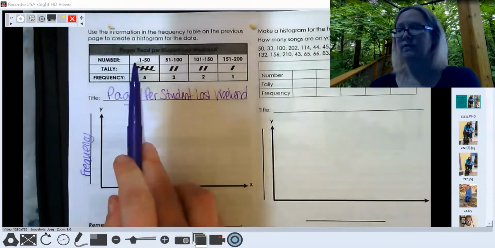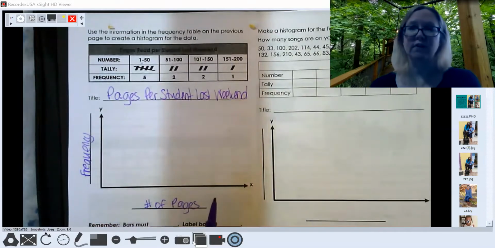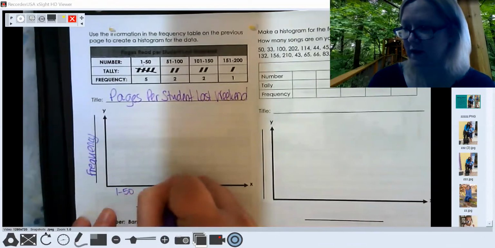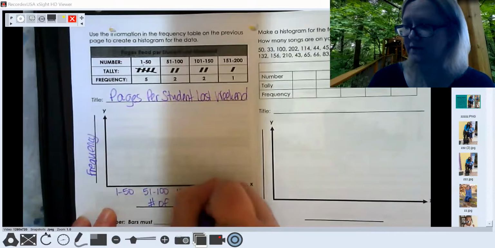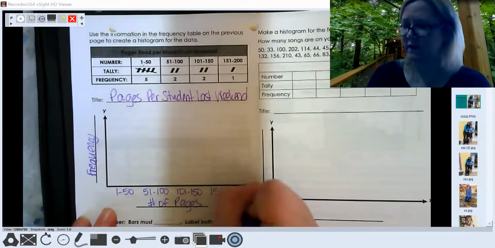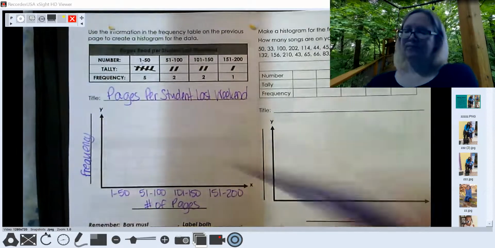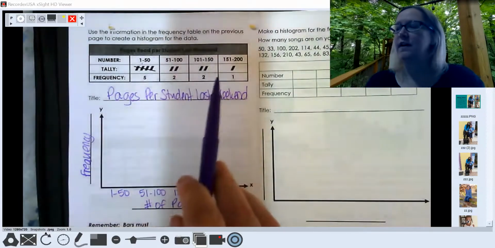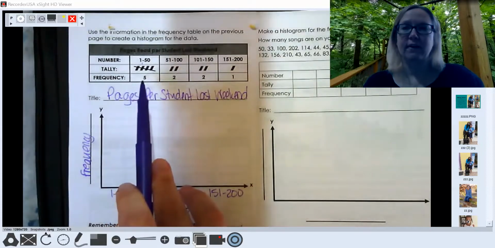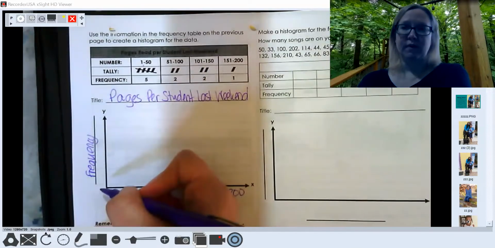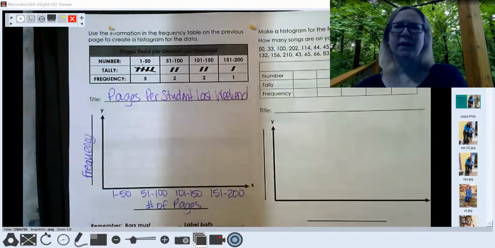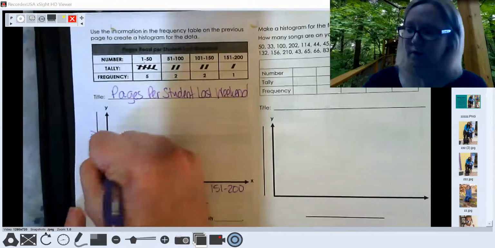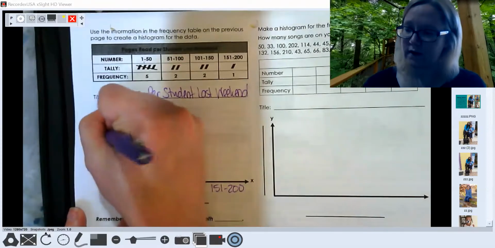So I'm going to start with my intervals, and I'm going to list those intervals across the x-axis. So I have 1 through 50, 51 to 100, 101 to 150, and 151 to 200. All right, after that, I need to figure out how high my frequency needs to go. Well, if I look at my frequency table, the highest frequency we had was 5. So that means I only need to go up to 5 on my frequency. I could go up a little higher, but I don't need to. And obviously I can't go lower than 5 because then I'm not including all the data. So I'm just going to go up 1, 2, 3, 4, 5.